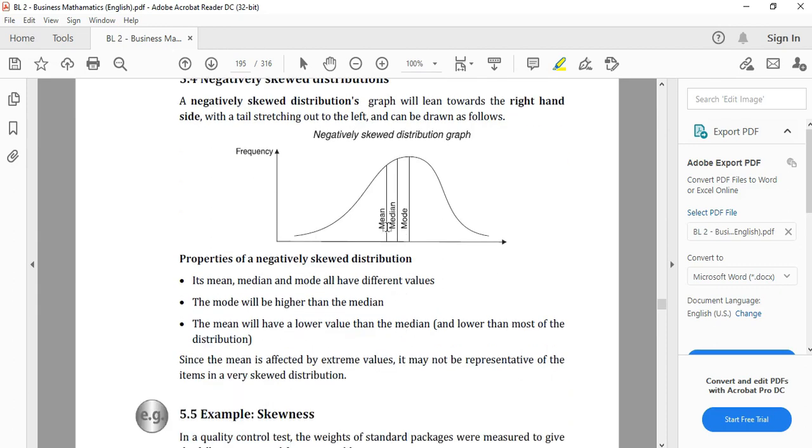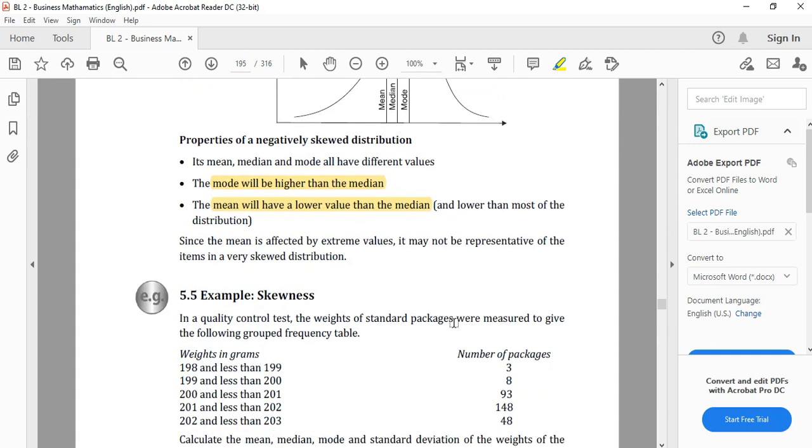See, that's how they are numbered in order, because the number line starts 1, 2, 3, 4, 5, 6, 7, 8. Likewise, the mean is the first item, so the mean will have the least value. The mean will be the lowest point in the graph. So the mode will be higher than the median, and the mean will have a lower value than the median.